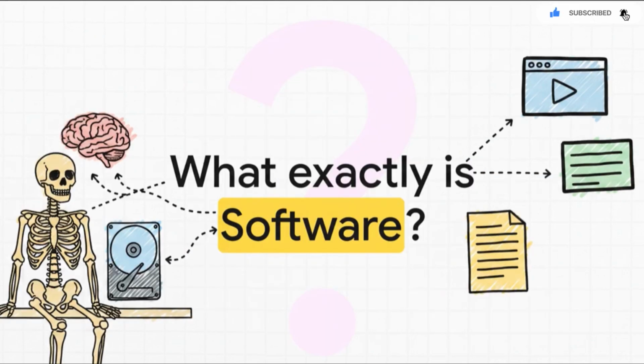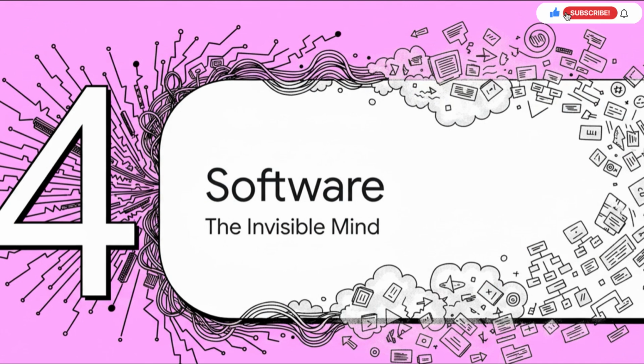So, we've got the physical body. We have the brain, the ultra-fast memory, the data vault, and the superhighway connecting them all together. But on its own, it's just inert silicon and metal, right? It needs instructions. It needs a mind. Which leads us to the ultimate question. What exactly is software? Section 4.